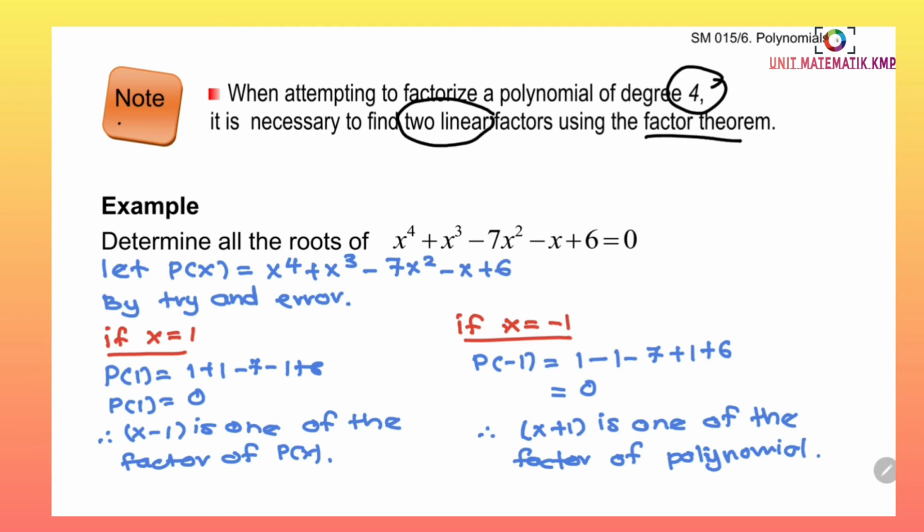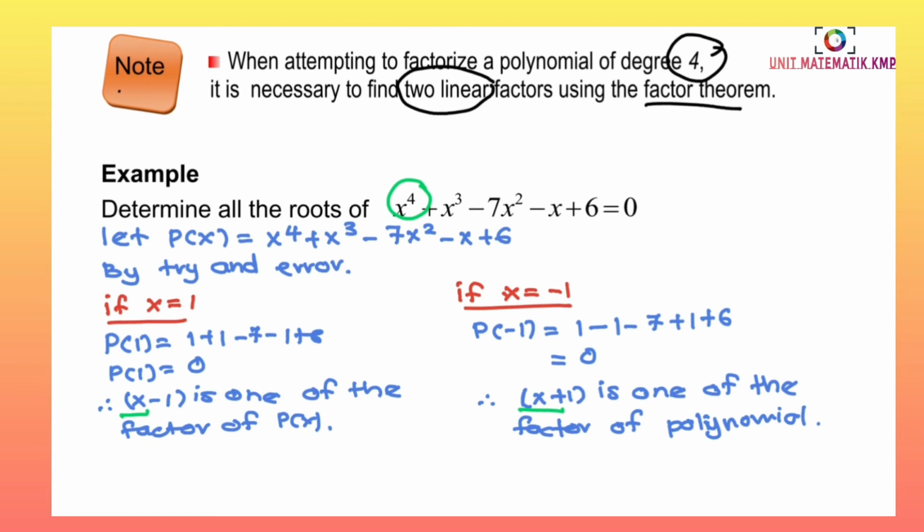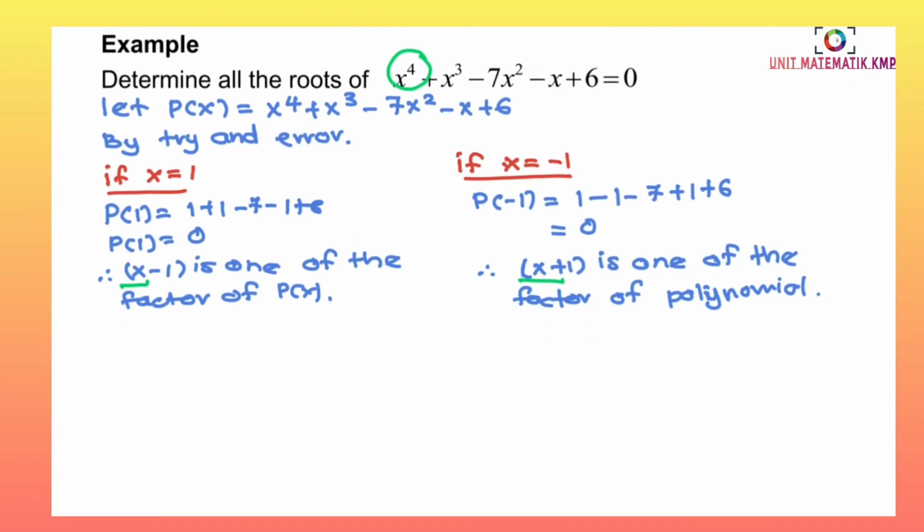Okay, now we have two factors. The first one is x minus 1, the second one is x plus 1. This is a polynomial of degree 4, which means we should have 4 factors. We already know 2 factors. To find the other 2 factors, all we need to do is run a long division or use the comparing method.